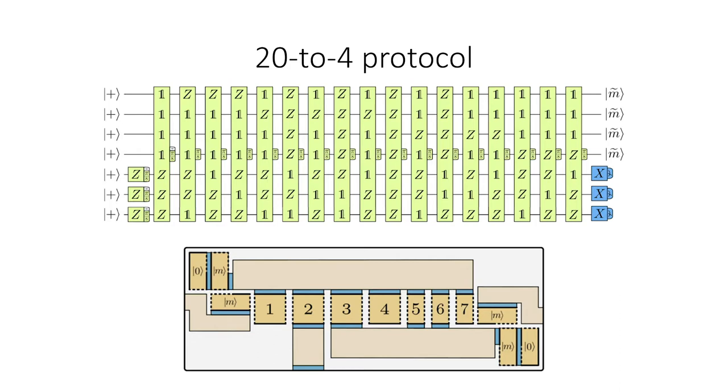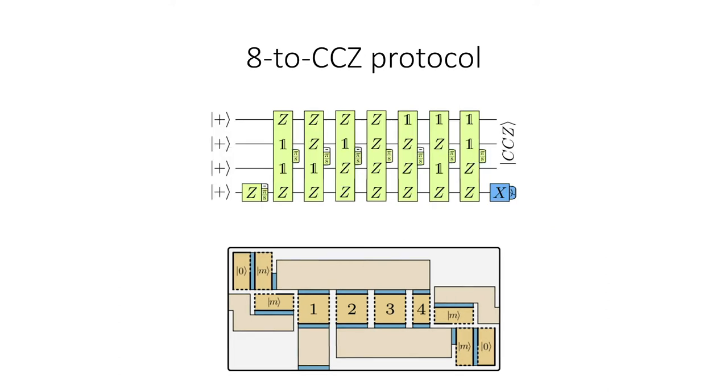So what I've shown you so far are 15 to 1 distillation protocols, but all of this actually also applies to basically almost all other distillation protocols. For instance, this is 20 to 4, which produces 4 magic states. It's also a sequence of Z-type pi over 8 rotations. It looks exactly the same, but instead of 5 qubits, you have 7 qubits. And even protocols that produce states that perform more than just a T-gate, for instance, a CCZ state, protocols for that can also look pretty much the same. So here you have a protocol that produces a CCZ state using 8 Z-type pi over 8 rotations. And again, it's the same thing, but with 4 qubits.